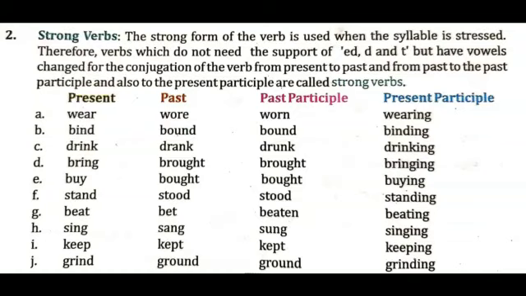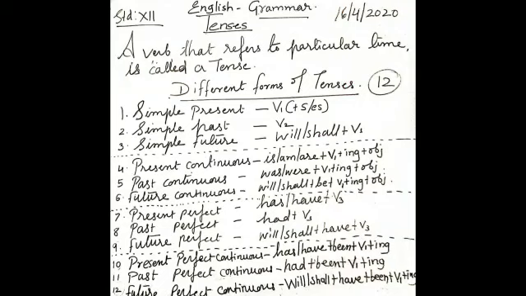Strong verbs which do not need the support of ed, d and t but have vowels changed in the conjugation of the verb from present to past and from past to the past participle and also to the present participle are called strong verbs. Here I have shared the list of a few strong verbs and weak verbs.